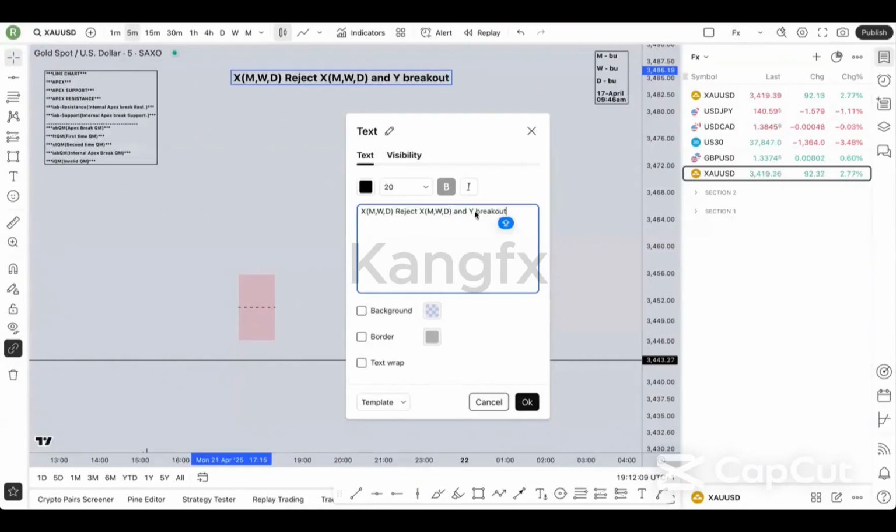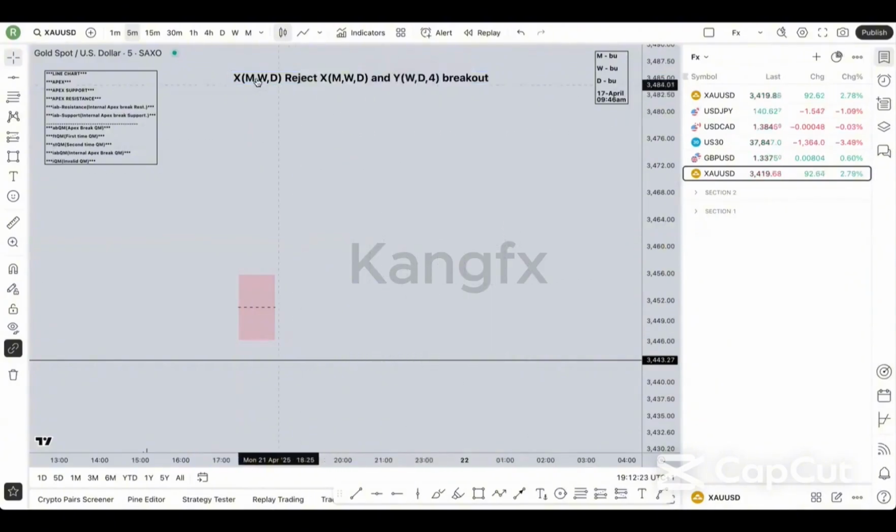Then the Y there means, for the Y we can have weekly, daily, and 4-hour. That's for the Y. Now the X there stands for the higher time frame, while the Y stands for a lower time frame. That's why I said X reject X and Y breakout.